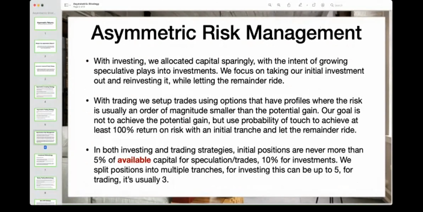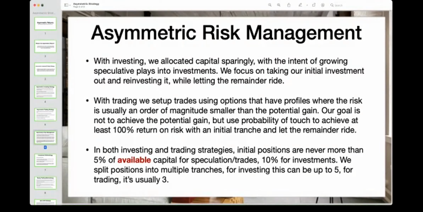Risk management. Of course, risk management is important. Now, with investing, and I talked about this a little bit before, we allocate our capital sparingly with the intent of growing speculative plays into investments. We focus on taking our initial investment out and then reinvesting it. Very important. And this is like compounding and using the money that we've made that makes at least 100% of our risk capital, taking it out, letting the rest ride, and then taking what we take out and reinvesting it again.